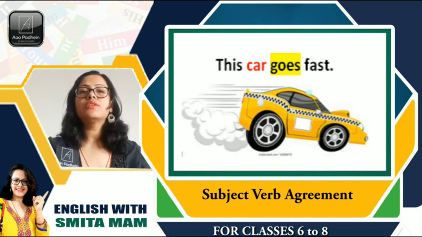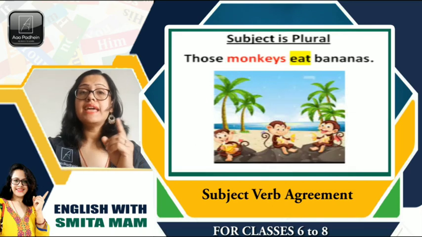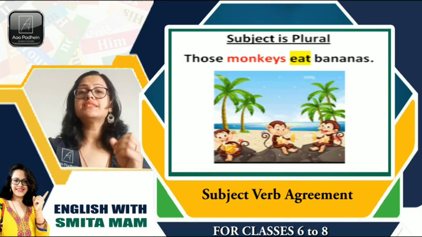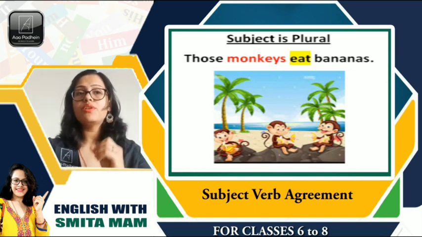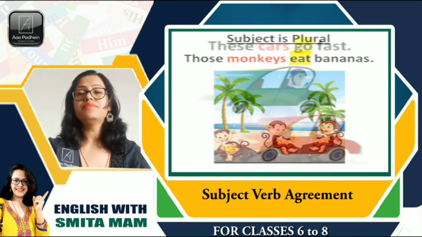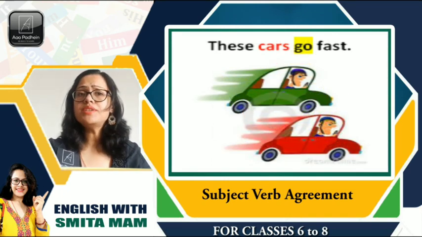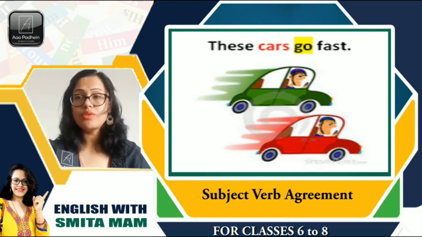Now, let's look into some same examples where the subject is plural. Those monkeys eat bananas. Here, in this sentence, the subject is monkeys, which is plural in form. So, the verb is also plural, that is eat. Let's look into one more example. These cars go fast. Here the subject is cars, which is plural in form. Therefore, the verb will also be plural, that is go.